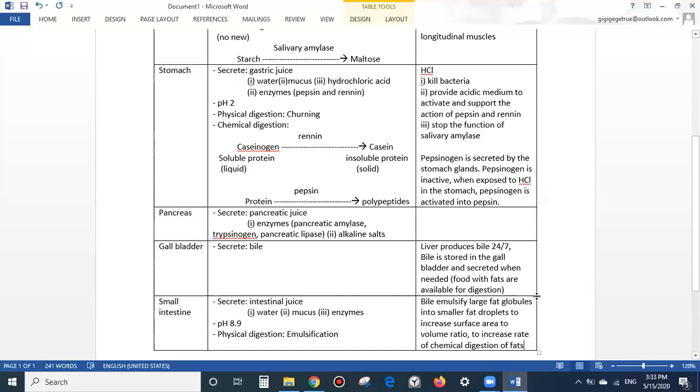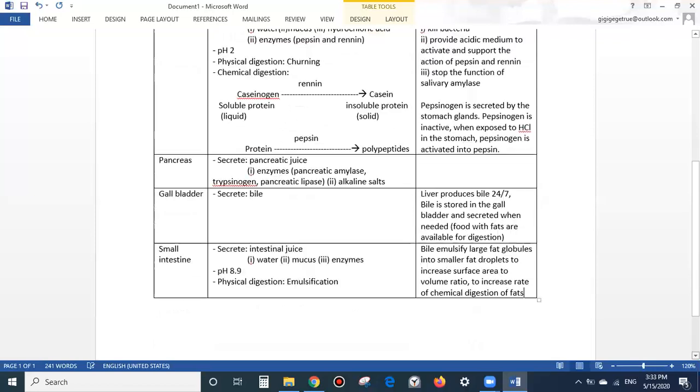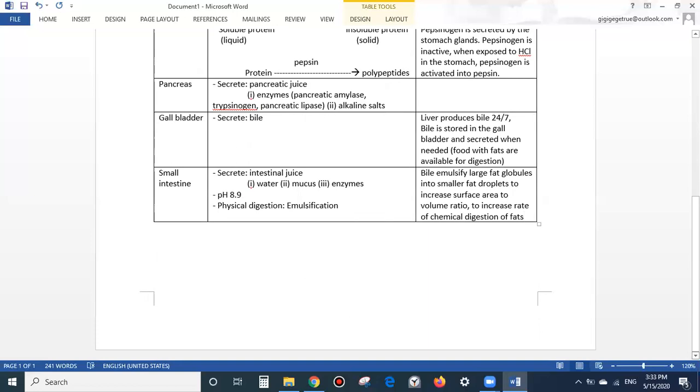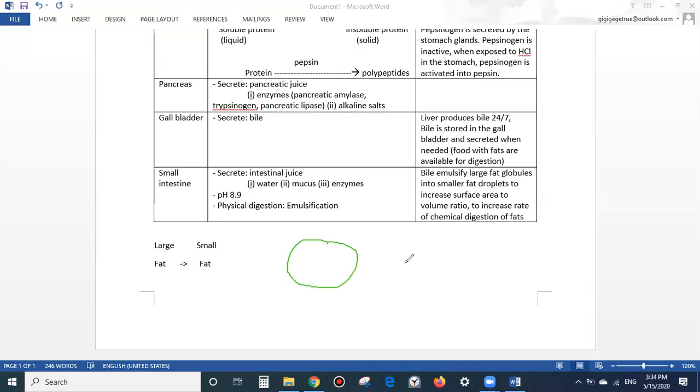Do you know the difference between physical digestion and chemical digestion? Physical is like the movement? Not really. Okay, physical digestion is a type of digestion where no new product is produced. For example, you start off with fats, and at the end of the day, you still get fats. But here, you probably had very large fat, and at the end you end up with small amounts of fat. Just imagine you have a big bread. After you chew, you're going to get smaller pieces of bread.